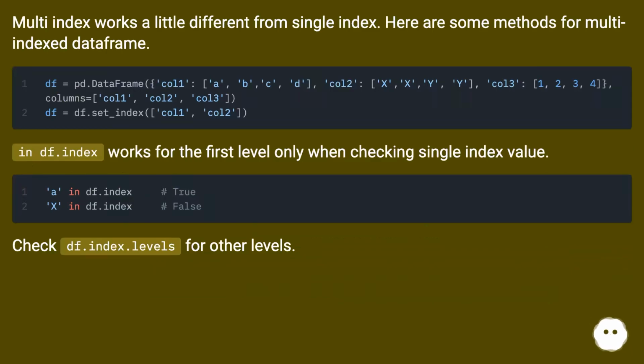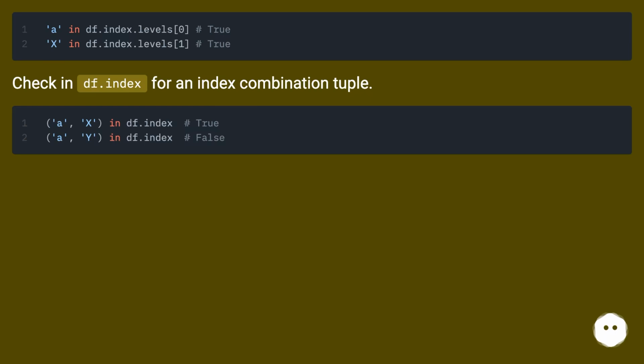Multi-index works a little different from single index. Here are some methods for a multi-index data frame. In df.index works for the first level only when checking a single index value. Check df.index.levels for other levels. Check in df.index for an index combination tuple.